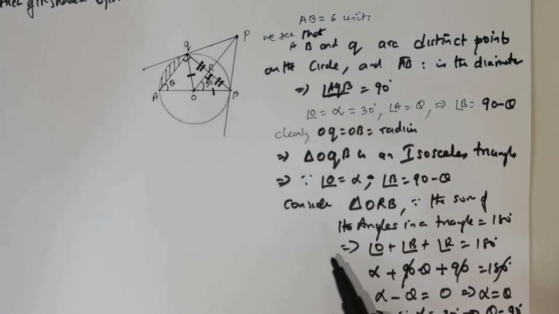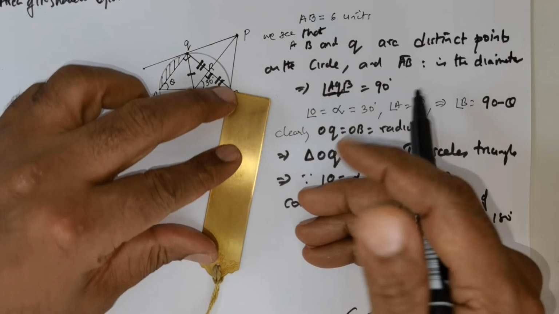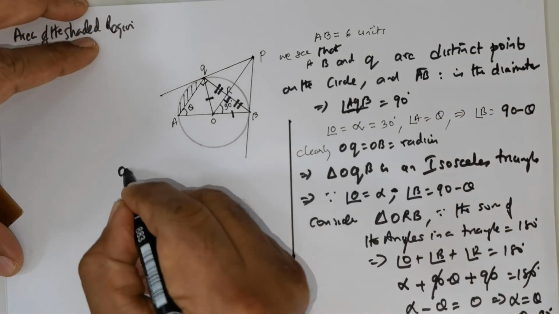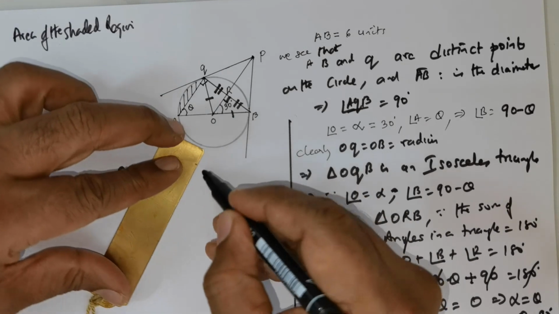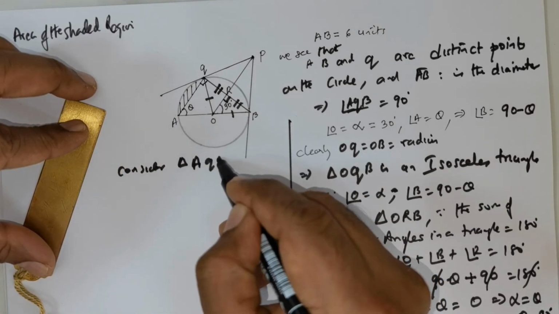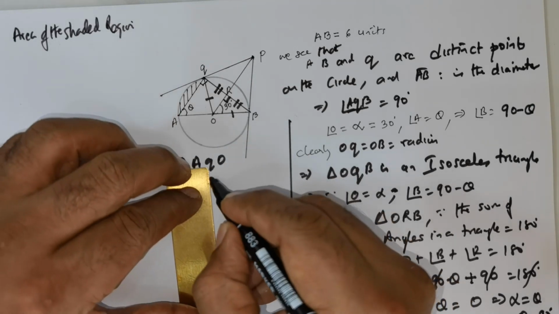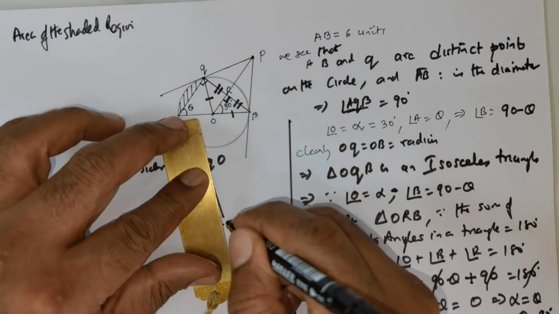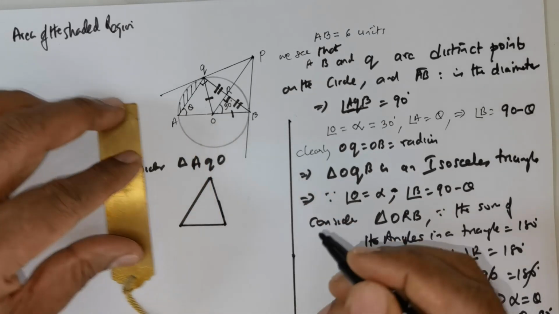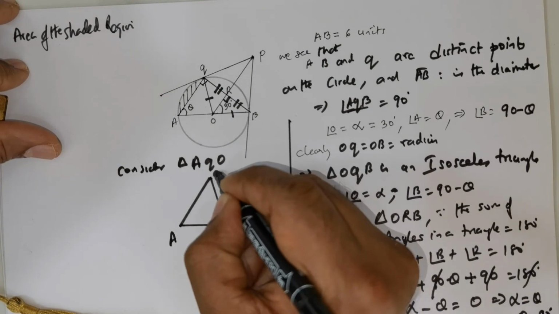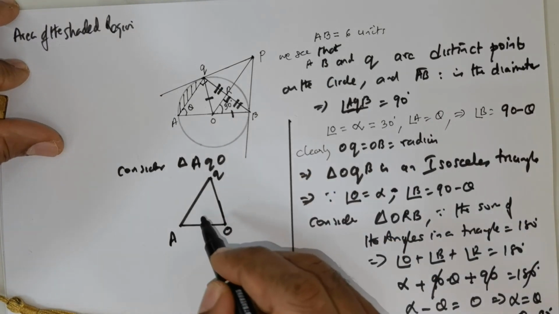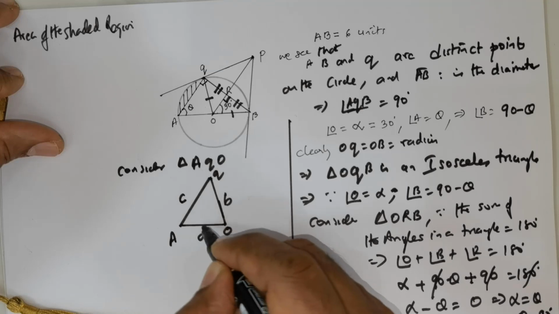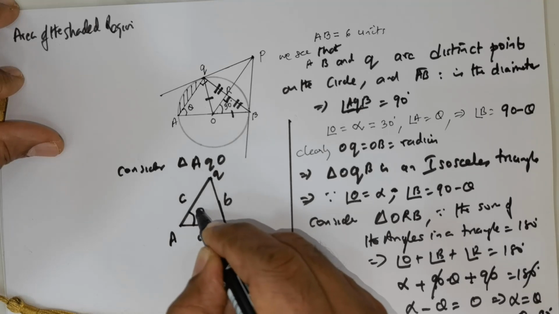Now what I wish to do is consider, let me draw this line off. Now consider this triangle. Consider triangle AQO. That's exactly what I'm going to be drawing. Okay, this is the triangle. So this is A, this is Q, this is O. Now I'm going to name these sides A, B, and C, and this angle to be theta. Now we have got theta.